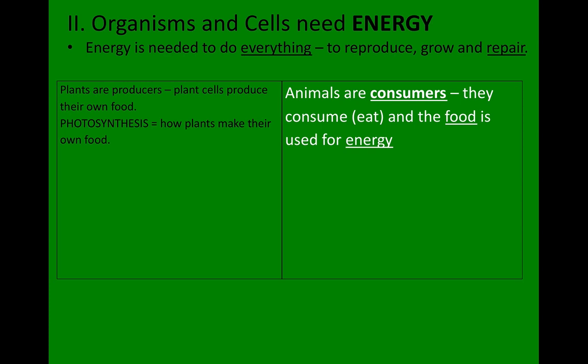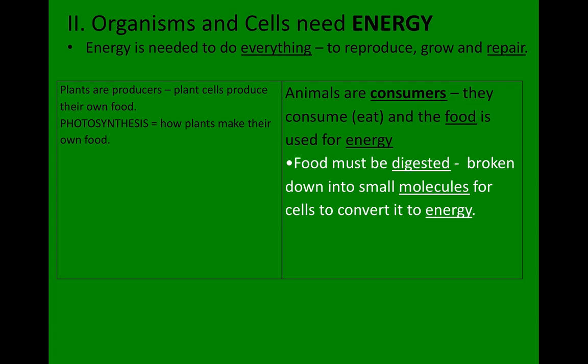They use that food for energy, and the food that they eat has got to be digested. So by that, we simply mean that you need to break it down into small molecules for the cells to be able to convert it to energy. The food in the form that we take it into our body is not usable at that point to be energy for our cells. It has to get broken down into the individual molecules. And we do that with our process of digestion.